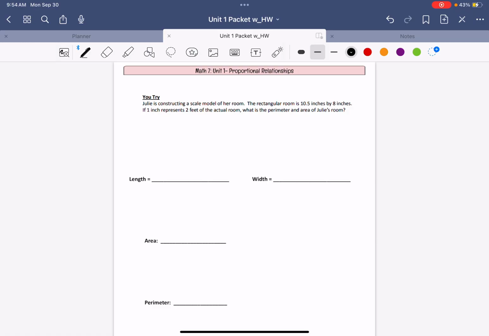All right, so I'm going to have you try this one. You're going to follow the same exact steps that we just did on the last page. So if you need help, go back and look. It says, Julia is constructing a scale model of her room. The rectangular room is 10.5 inches by 8 inches. If 1 inch represents 2 feet of the actual room, what is the perimeter and area of Julia's room? So step by step, go ahead and pause the video, try it out on your own. When you're all set, unpause the video and check your work.